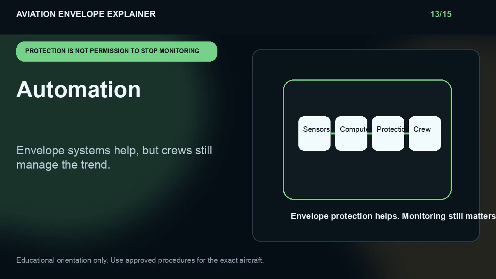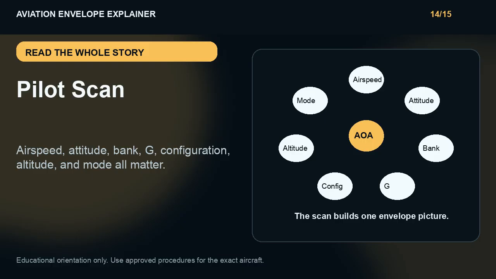Automation can help protect the envelope, but it can also hide the trend if the crew stops monitoring. Envelope protection systems, flight directors, autopilots, low-speed cues, and stall warning systems are valuable. But the crew still needs to understand the shape of the problem. If the airplane is slow, high drag, high bank, high pitch, or asking for more lift than the wing can provide, the envelope is shrinking.